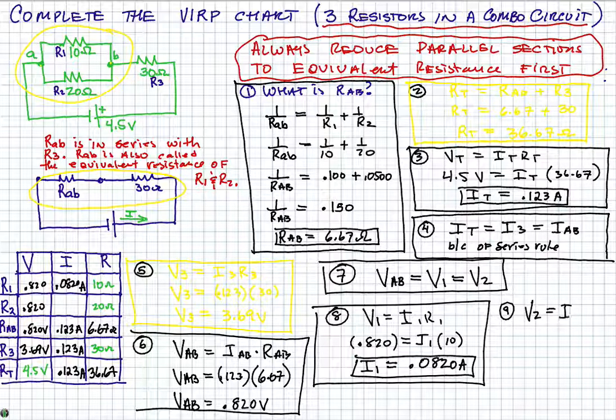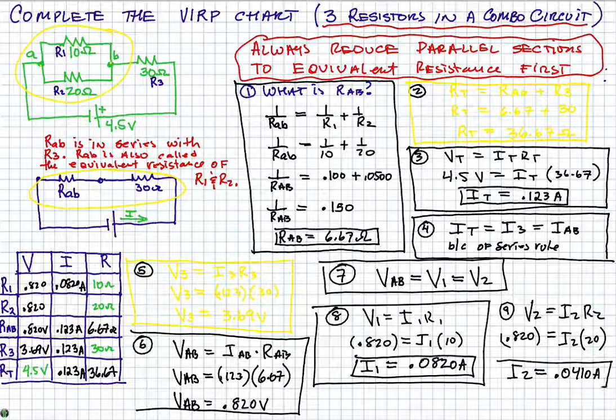And last step, V2 is equal to I2 R2. V2, 0.820 is equal to I2 times 20. So I2 is equal to 0.0410 amps. And finally, 0.0410 amps. I'm done.